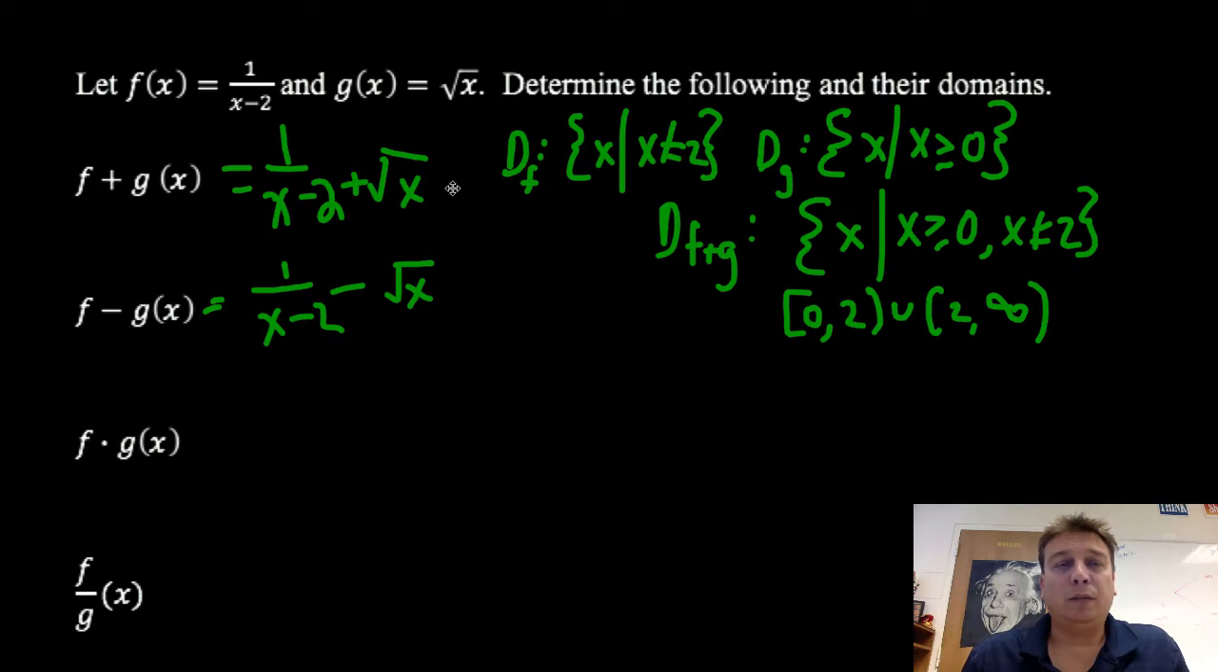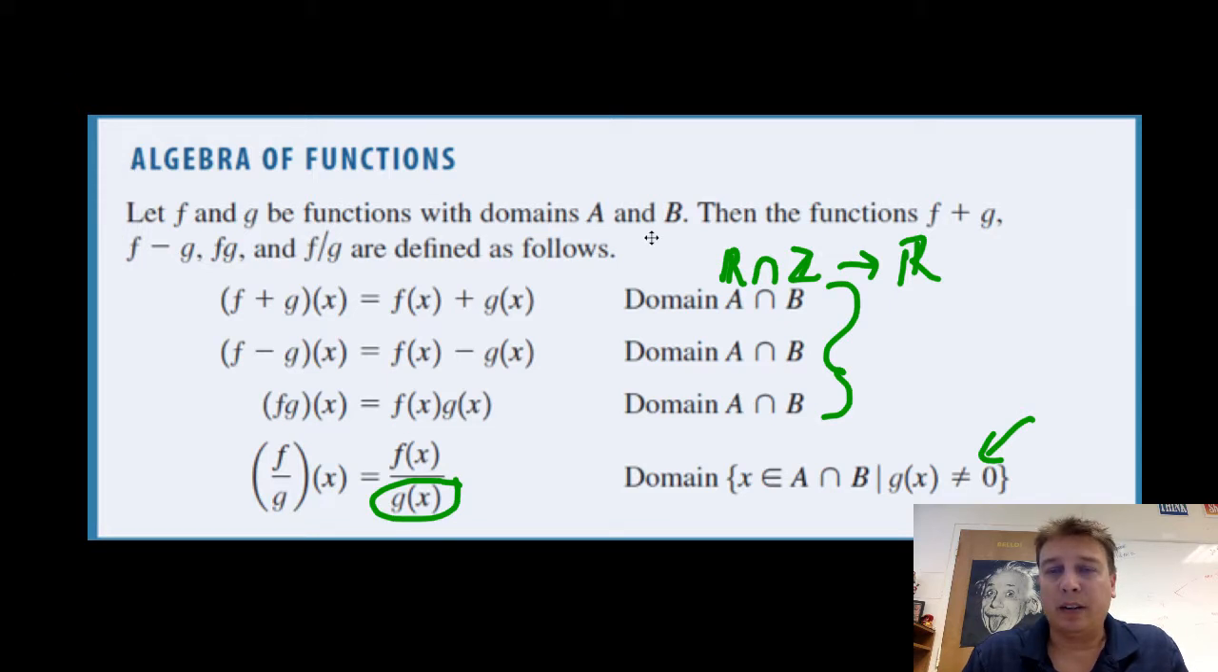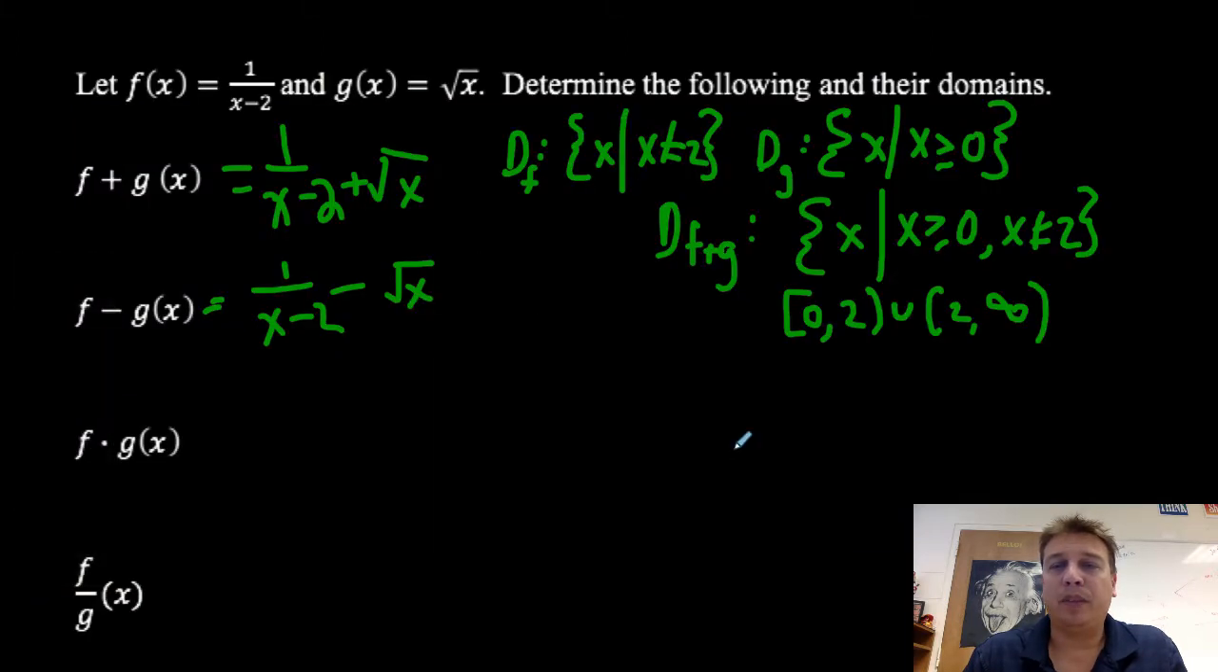Now, if we go back to this page right here, we know that this, and this, are all going to have the same domain. So let's go back to our problem. The domain of f plus g is right here. This is going to be the same as the domain of f minus g.